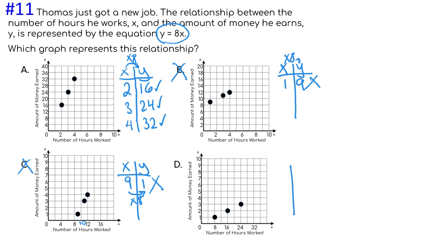And last one, answer choice D. The first dot is at (8, 1). Is 8 times 1, or 8 times 8 equal to 1? No. And so D is out. Correct answer, A.